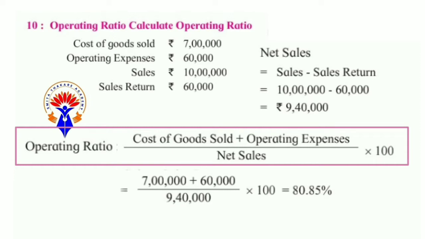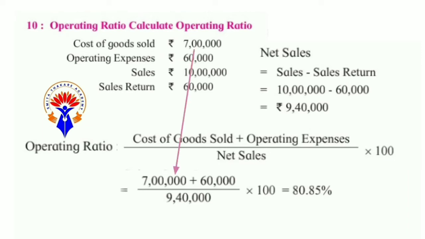Next step, calculation of operating ratio. Cost of goods sold plus operating expenses divided by net sales into 100. Cost of goods sold 7 lakh plus operating expenses 60,000 divided by net sales 9,40,000 into 100. Operating ratio is equal to 80.85%.